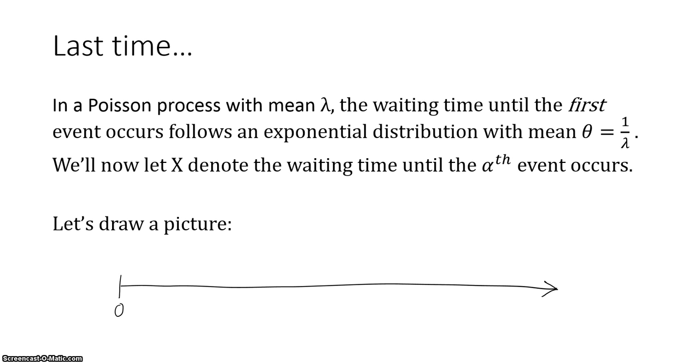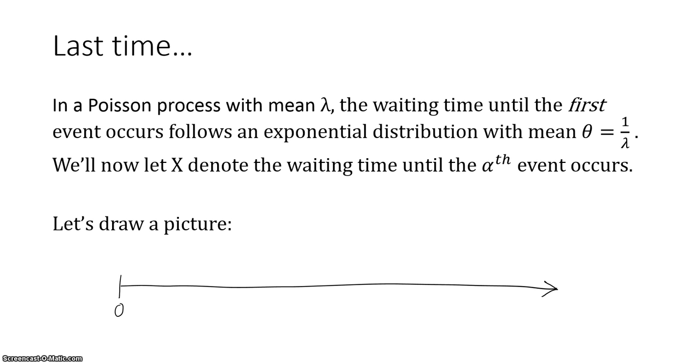Last time we saw that in a Poisson process with a mean lambda, the waiting time until the first event occurs follows an exponential distribution with a mean theta that's equal to 1 over the lambda from the Poisson distribution. Now we'll let x denote the waiting time until the alpha event occurs.